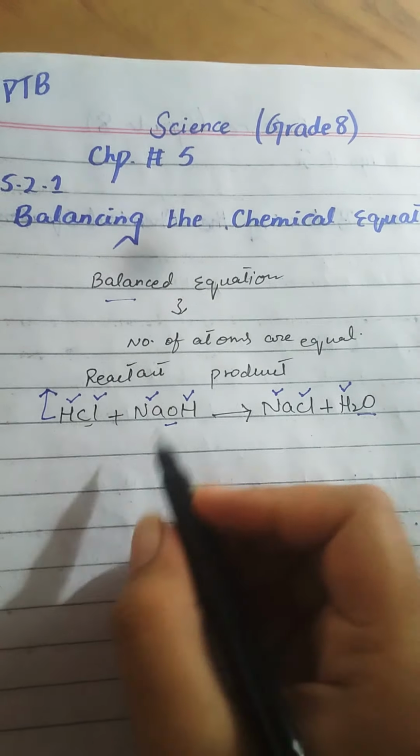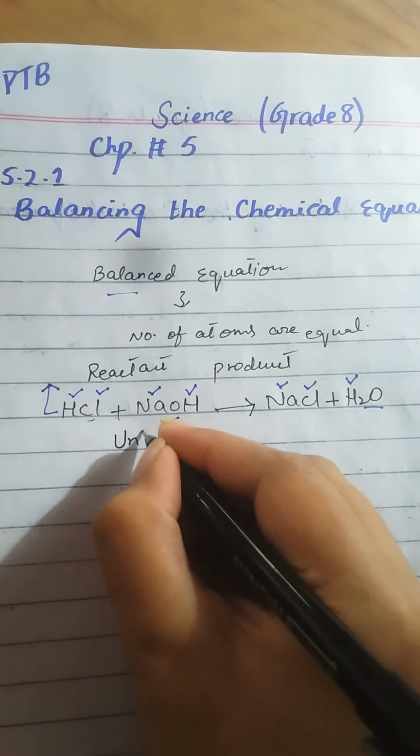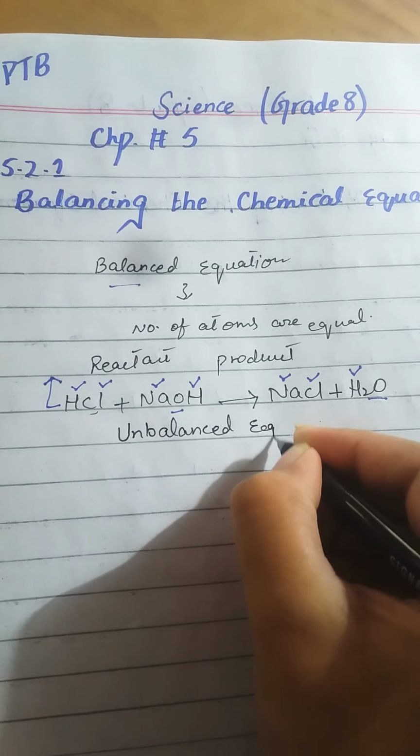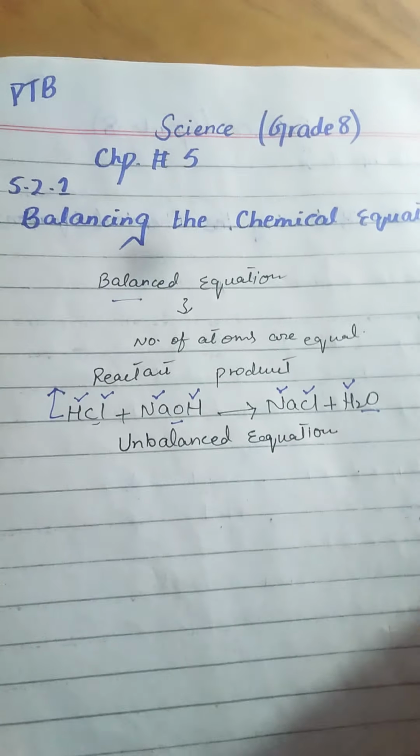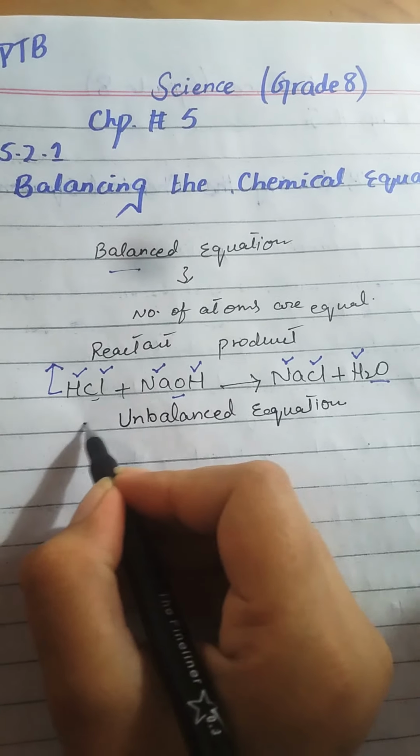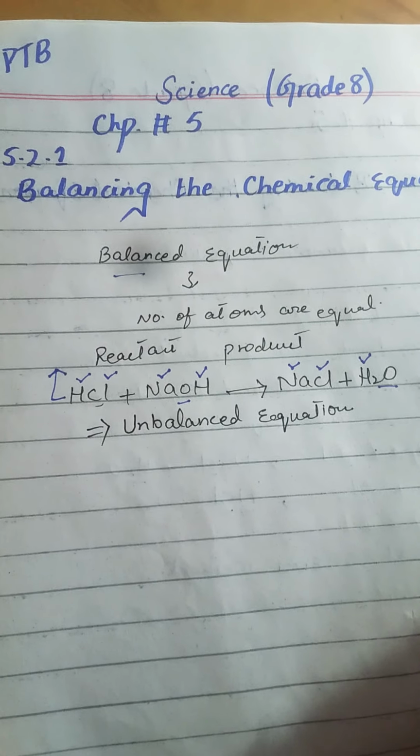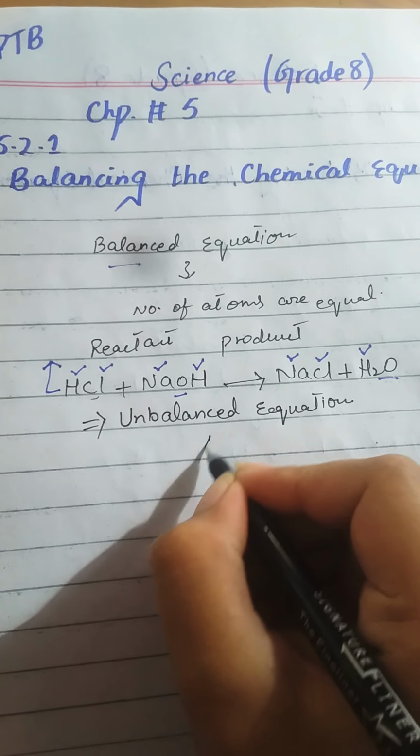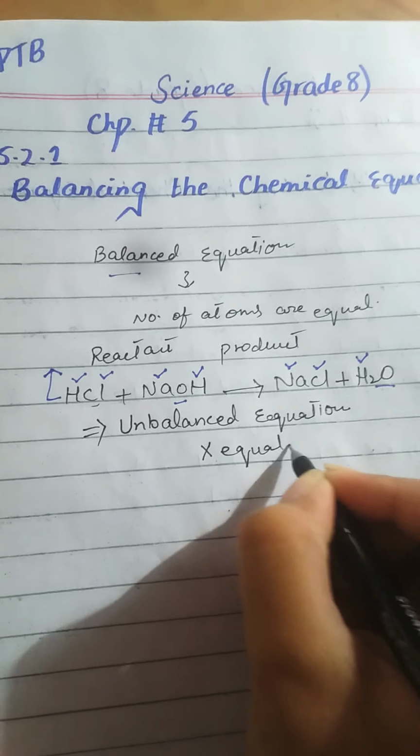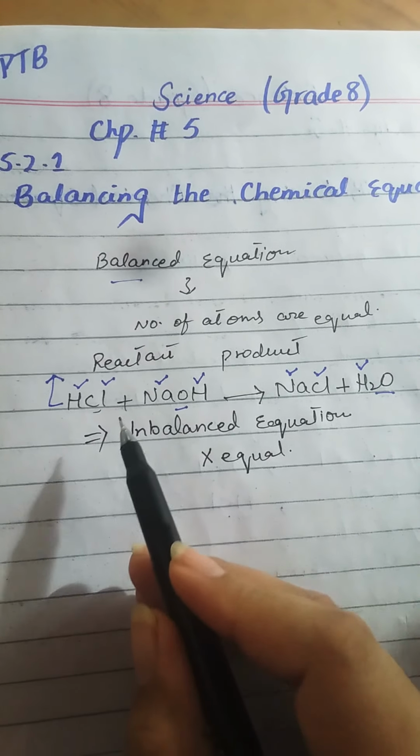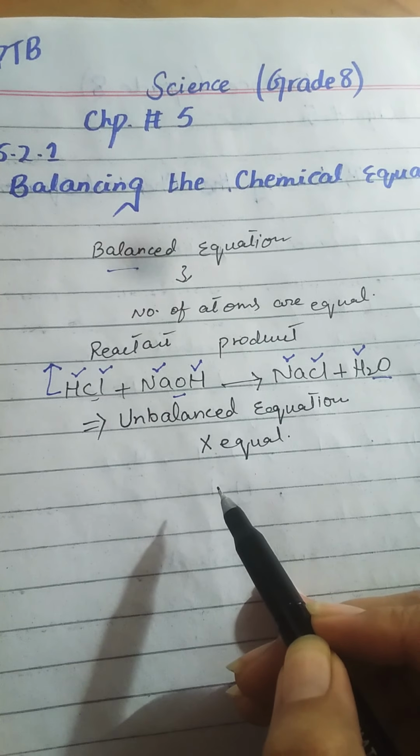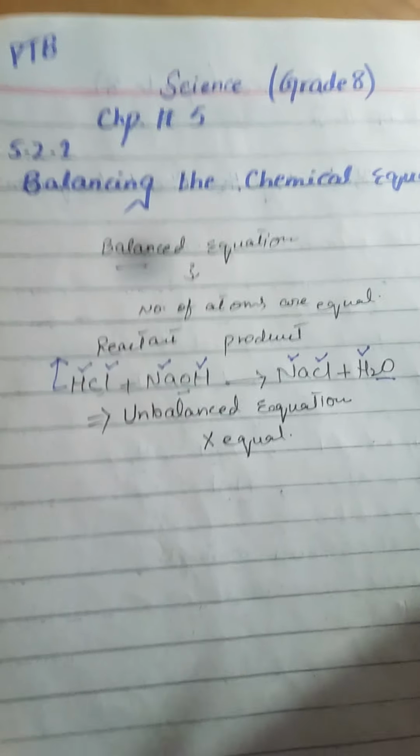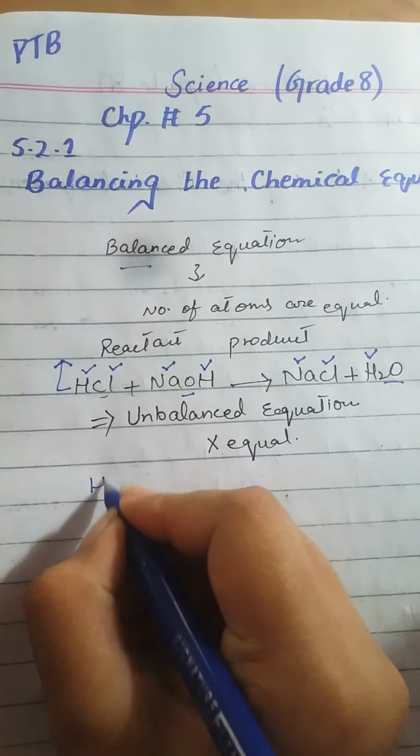Next is the unbalanced equation. What is an unbalanced equation? An unbalanced equation is that equation in which the number of atoms are not equal. When the number of atoms in the product side and the reactant side are not equal, then that equation is called an unbalanced equation. Here I am explaining it to you with an example.